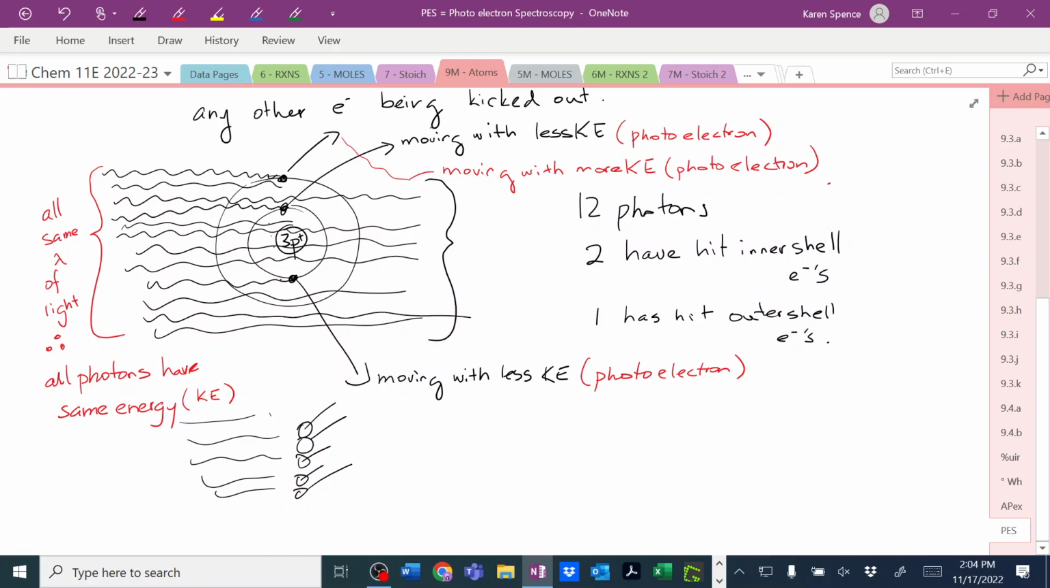It has a 1 in 3 chance of being hit. Yes, there's also a 2 in 3 chance that the inner ones get hit, because there's two of them.